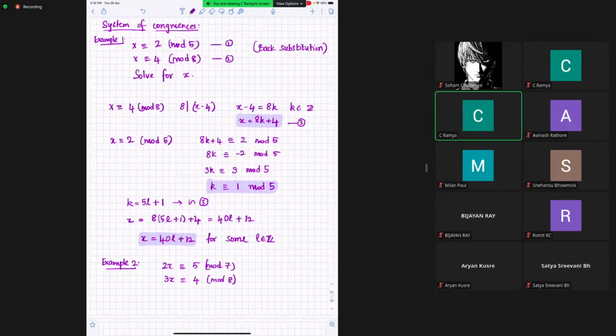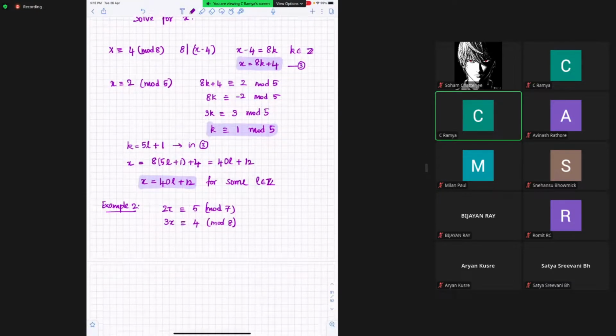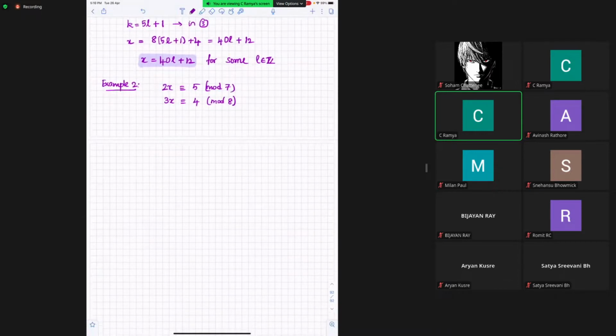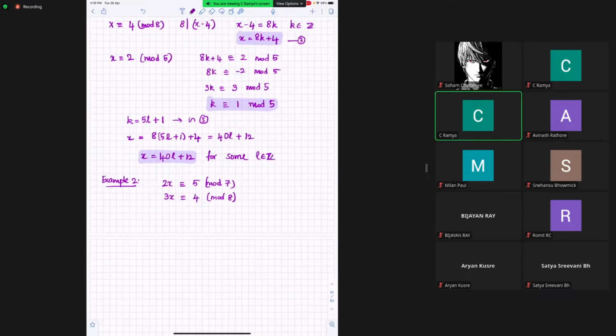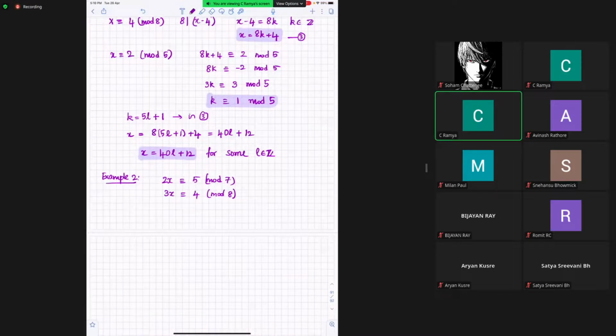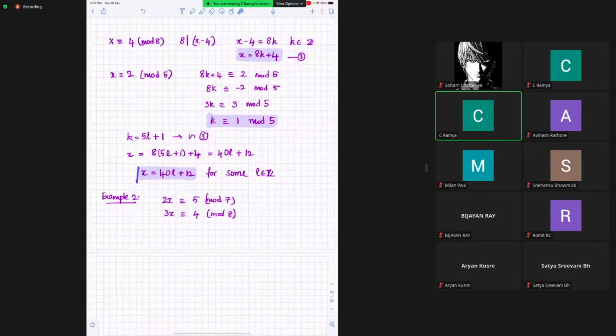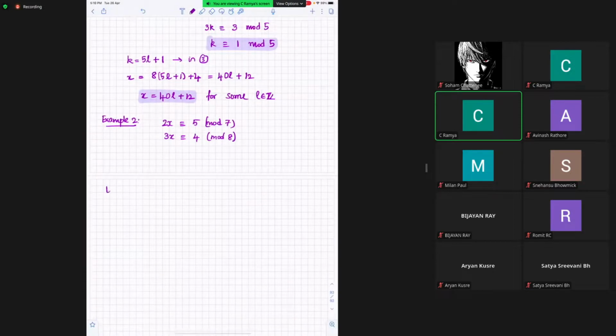So I will leave this as an exercise. Try to do this. So this has a solution. Okay, so there is a solution, and you can try to figure out what that is. So you have to bring an expression of this kind.